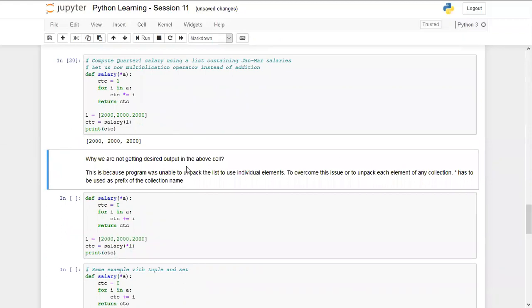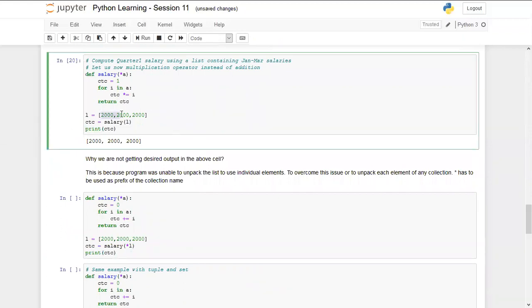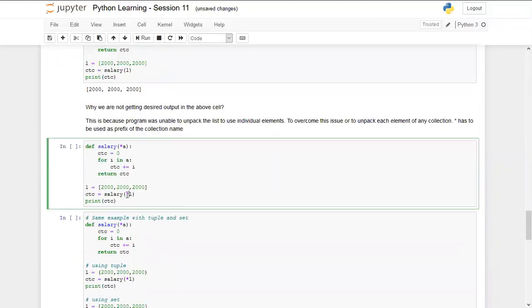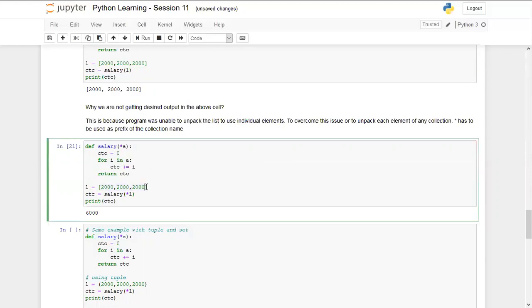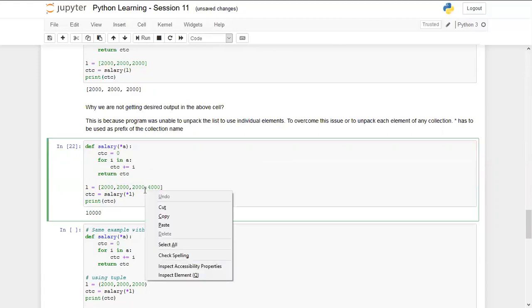To overcome this issue, we have to unpack individual elements from this list. How? Just by passing this star when calling this list in the function call. Nothing else needs to be done. Just create this list similarly, and instead of just L, write star L. Now when you run this, you can see that we are getting the correct CTC amount: 2000 plus 2000 plus 2000, indeed we get 6000. Even if we add one more value like 4000, we will get 10,000 now. So this is how we can directly process star args using collections.